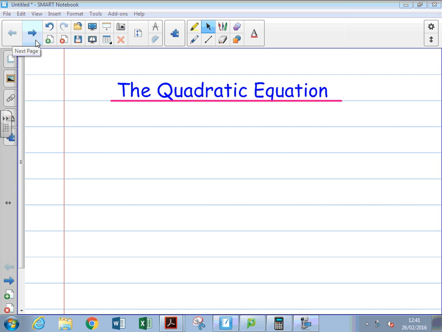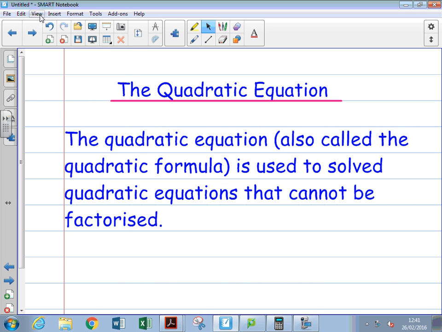Quadratic equation. The quadratic equation, also called the quadratic formula, is used to solve quadratic equations that cannot be factorized. You can actually solve any quadratic equation using this, but factorizing is more efficient and more useful.